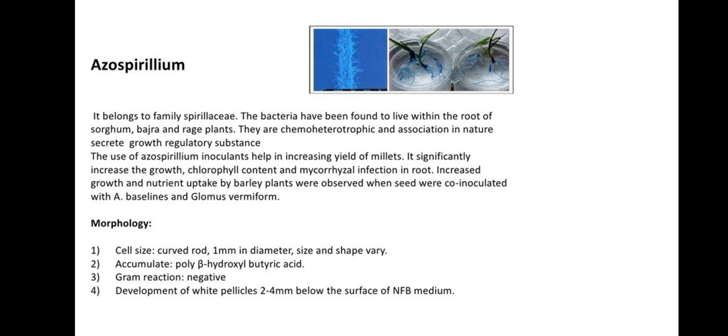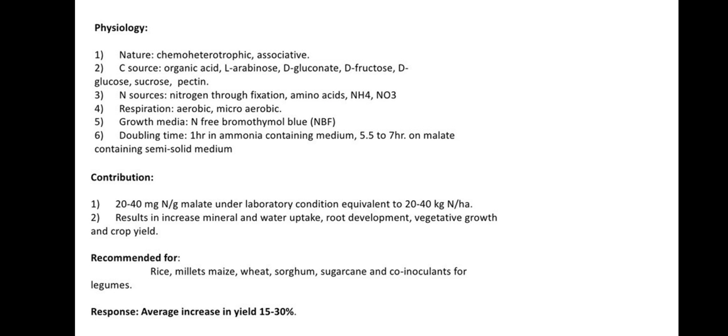Azospirillum belongs to the family Spirillaceae. The bacteria are found to live within the roots of sorghum, bajra, and other plants. They are chemoheterotrophic and associative in nature, and secrete growth regulatory substances. Recommended plants are rice, millets, maize, wheat, sorghum, sugarcane, and as co-inoculants of legumes. Responses: average increase in the yield is 50 to 13%.